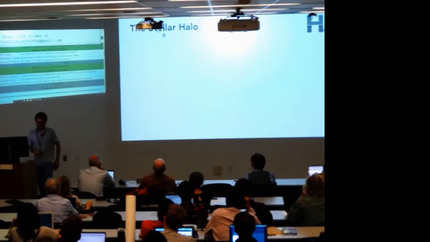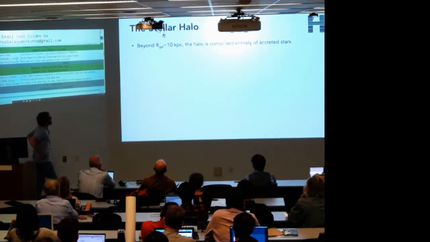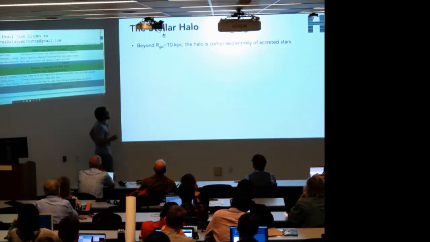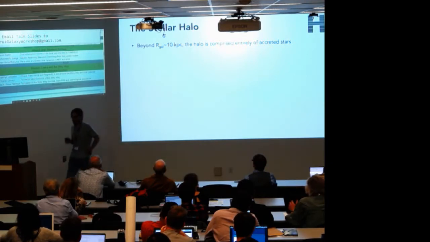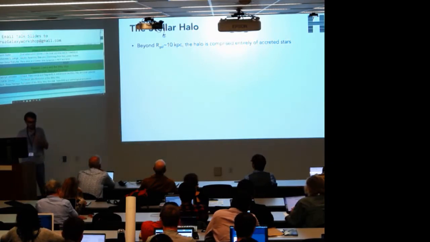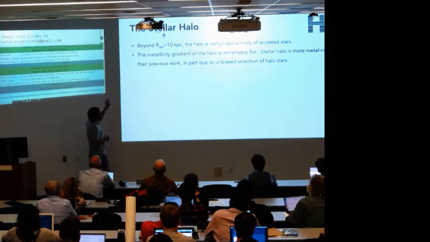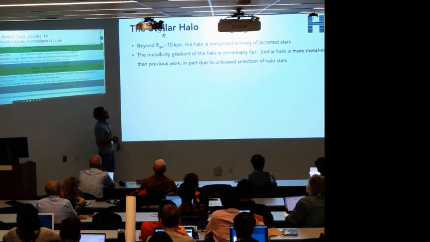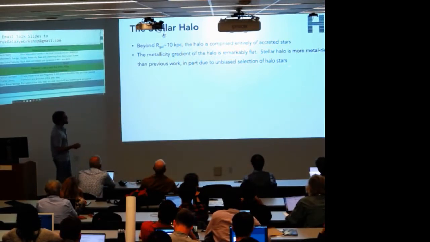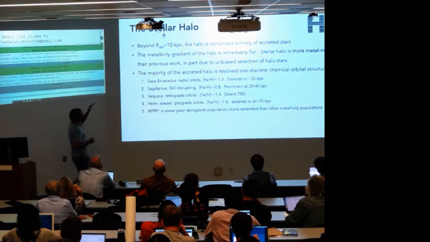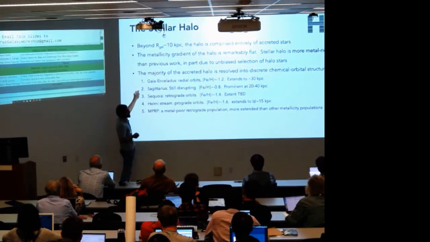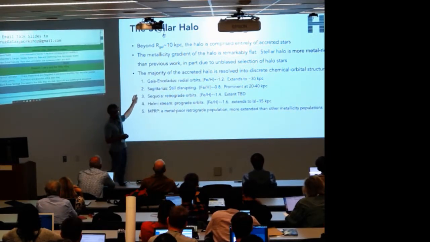Okay, so the stellar halo, a couple quick highlights. Beyond about 10 kiloparsecs, we think the halo is comprised entirely of accreted stars. At closer distances, it's a combination of this in situ component and an accreted component. The metallicity gradient of the halo is remarkably flat. And the stellar halo is rather more metal rich than a lot of previous work, due in part to the selection functions of previous surveys. The majority of the halo seems to be resolved into discrete chemical orbital structures.